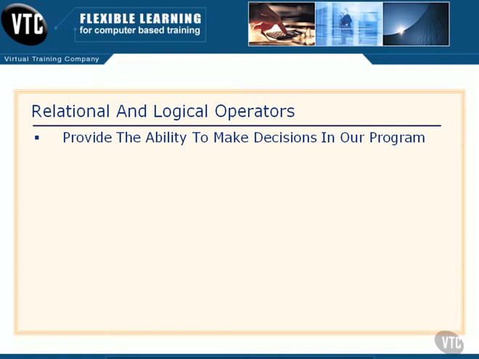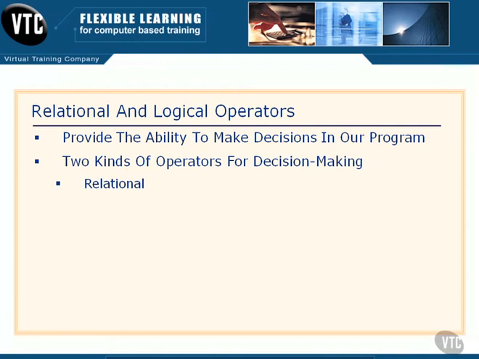Relational and logical operators provide us the ability to make decisions in our program. Usually the reason we even have a program is we need to make some decisions. We're going to read some data from somewhere, or input data into the program, and we're going to compare that data to different pieces of data or conditions, and then branch our program based on that. Usually a program is there to collect data and make decisions based on that data. All right. Now there are two kinds of operators basically in C++ for decision making. That is a relational operator or a logical operator.